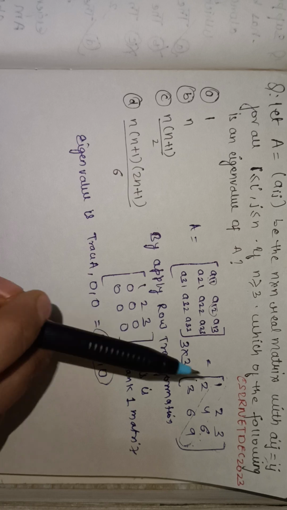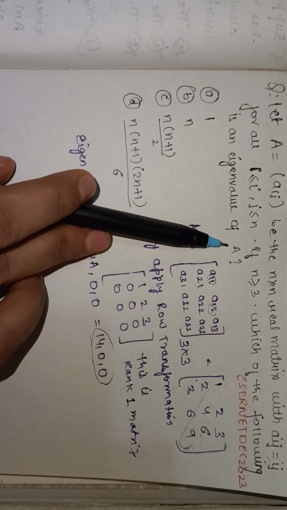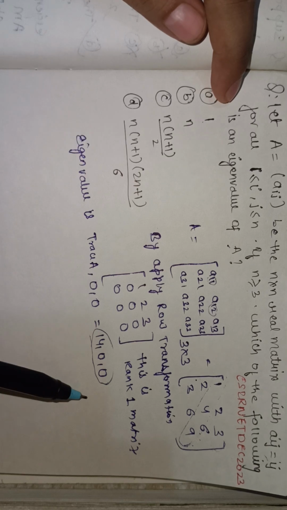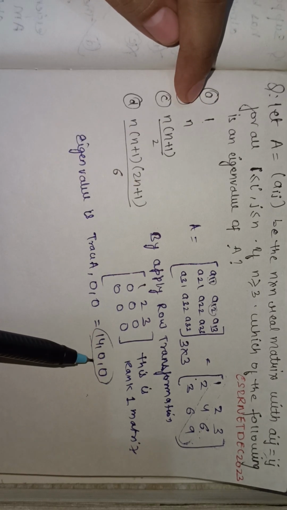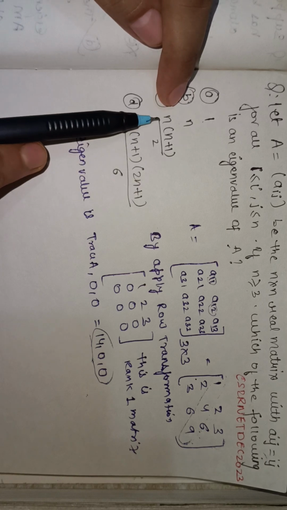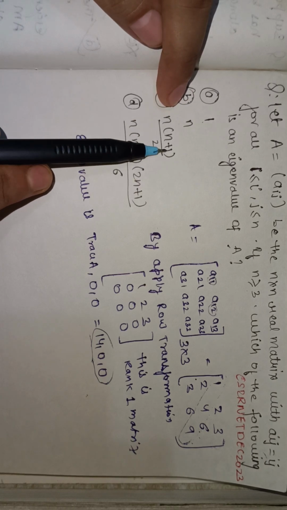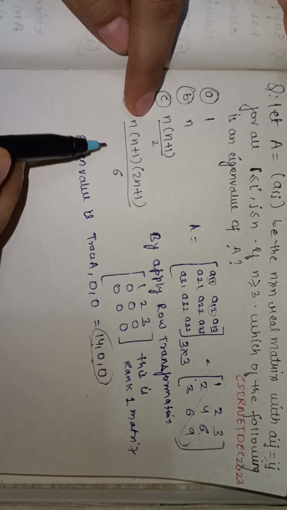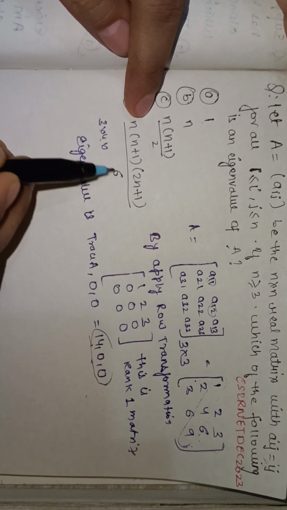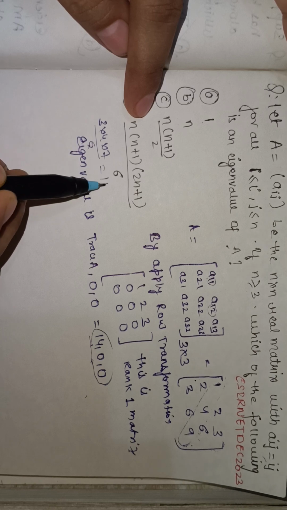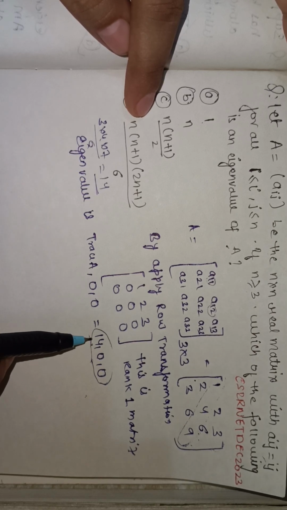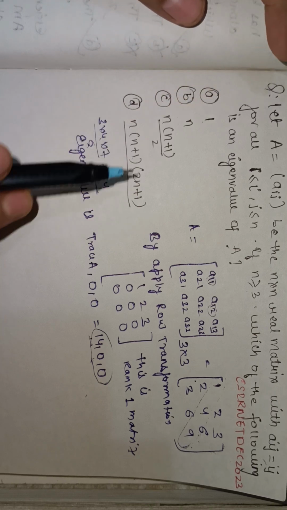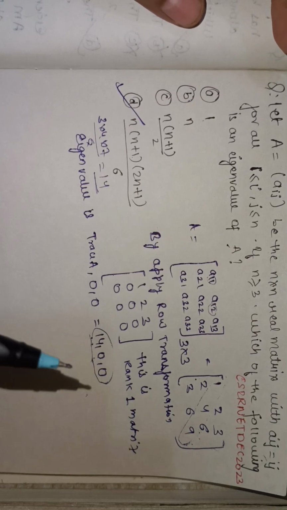Now the question says, which of the following is an eigenvalue of A? If we put the options in one by one, 1 is not an eigenvalue of this matrix. If n is 3, then 3 is also not an eigenvalue of this matrix. If we put n equal to 3 in 3 into 4 into 2, that is 6, and 6 is not an eigenvalue of this matrix. If we put n equal to 3 here, we get 3 into 4 into 7 upon 6, which equals 14. So we see that 14 is an eigenvalue of this matrix, and 0 and 0 are also satisfied in this representation.